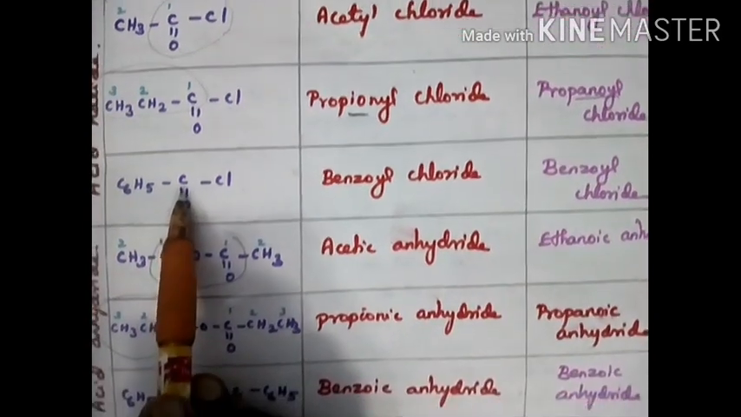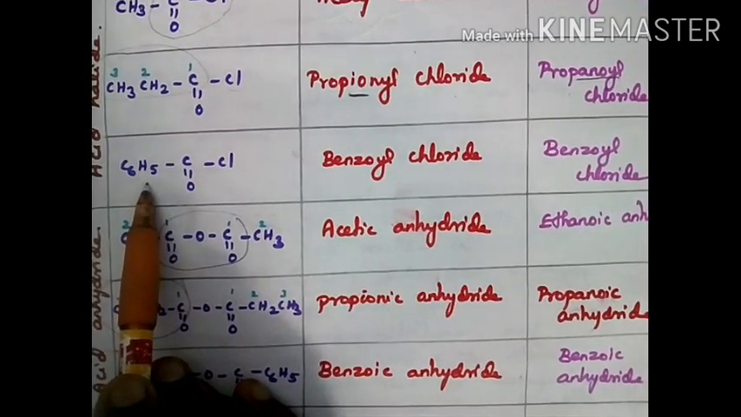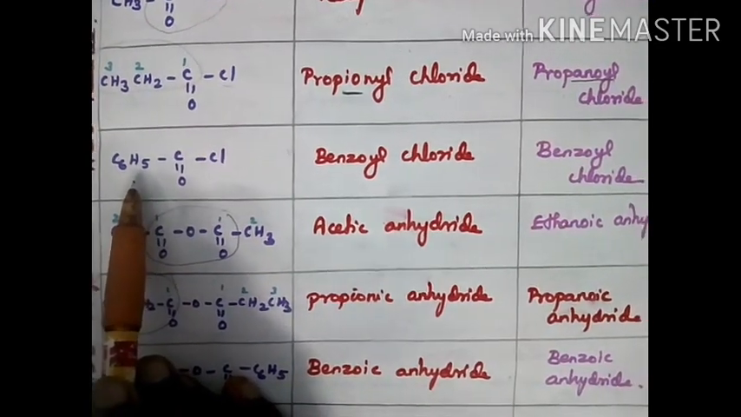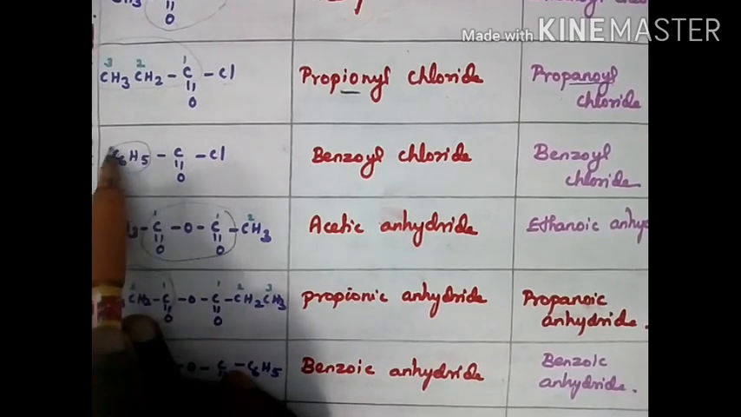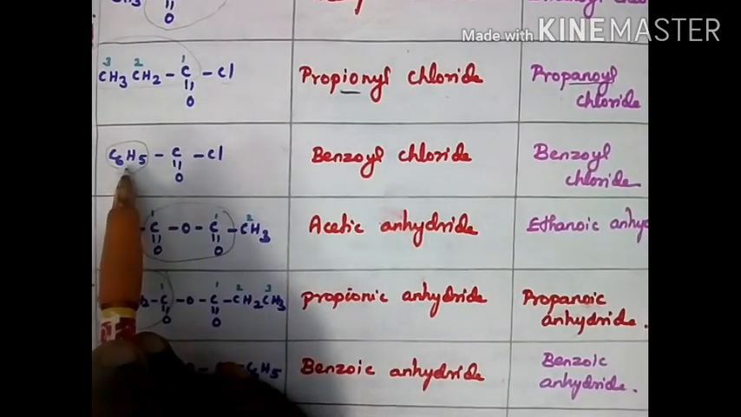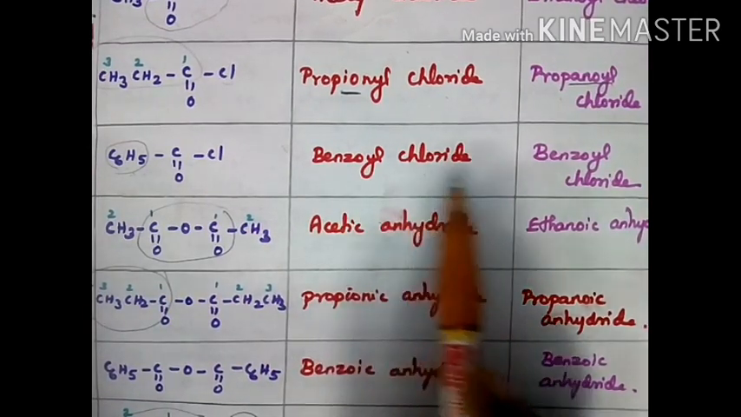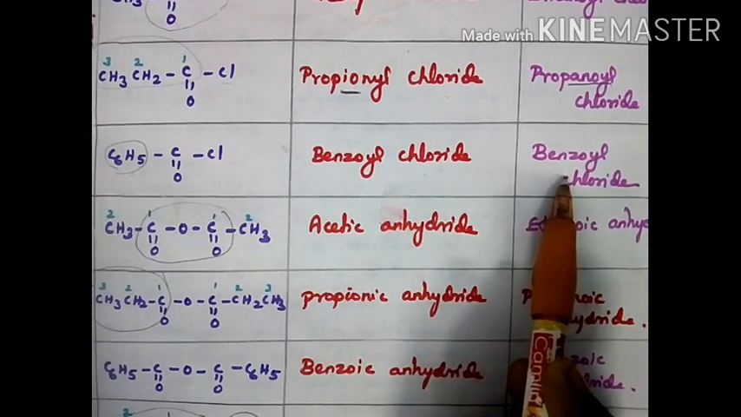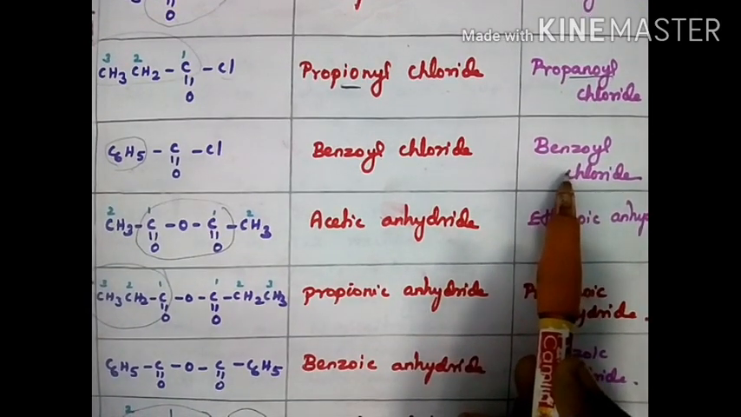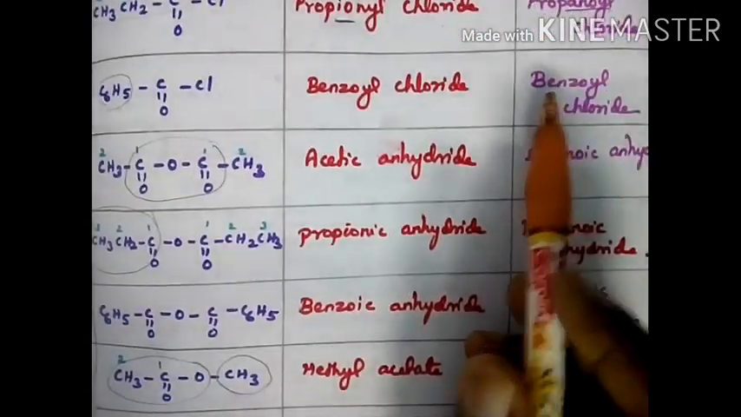And the next is, instead of CH3CH2 we have a phenyl group. Instead of CH3 or ethyl we have a phenyl. So C6H5COCl is called benzoyl chloride. If a phenyl group is there, the common and IUPAC names are the same. So this is also benzoyl chloride.